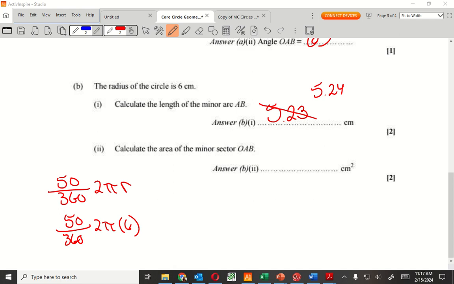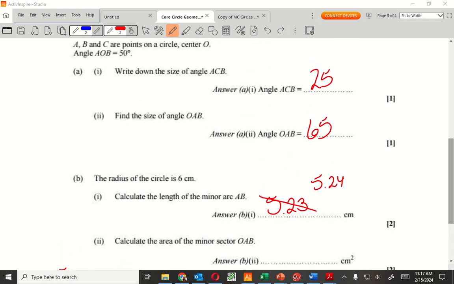It depends on what it's asking for. If it's asking you to round to 2 decimal places, you're going to round to that one. It doesn't say, so we're just putting it there. And if you would have put just 5.2, guess what? It's still correct. So, now the area of the sector.